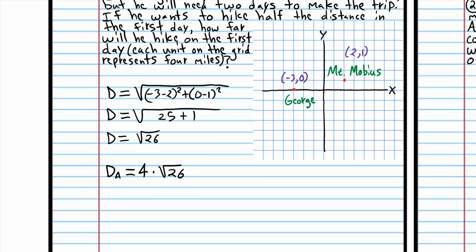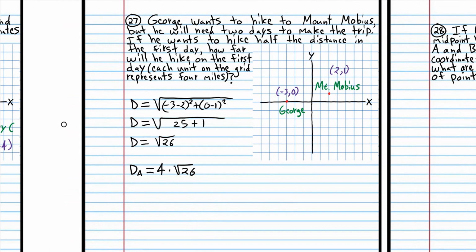So 4 times that. But we also have to take that distance, and the reason this problem is different is because we're not looking for this total distance. We're looking for half that distance. So we then have to divide everything by 2. And if we simplify that, 4 divided by 2 is 2, and we get 2 root 26, and you can just put them together and get 2 root 26 without that dot.